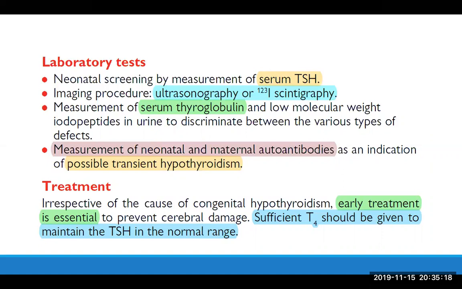measurement of neonatal and maternal autoantibody, here TRAB, in a case of possible transient hypothyroidism, through passing of TRAB inhibitory antibody through the placenta if the mother was diagnosed with Graves' disease or previously treated by radioactive iodine. The antibody is still there and can cause a transient hypothyroidism for the baby. And of course, early treatment is beneficial, especially for neurocognitive functions. Sufficient T4 should be given to maintain the TSH in the normal range.